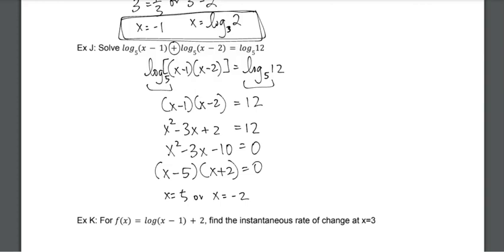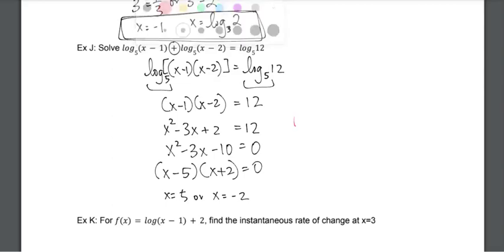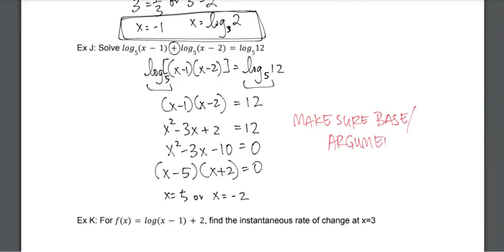Now, one more thing: when you're doing logarithms, you do have to make sure that the base and the argument are not going to be negative. So make sure the base and argument are positive. They also cannot be 0. Positive numbers do not include 0.